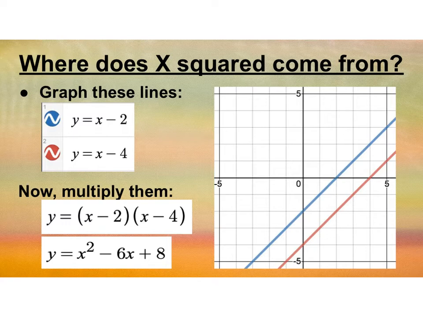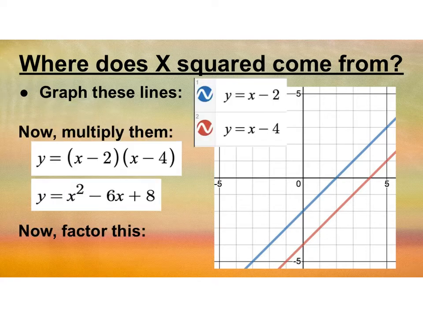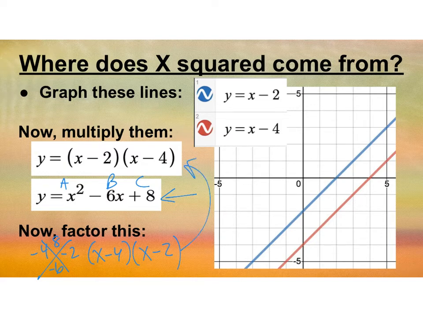There's our standard form, x squared minus 6x plus 8. If I gave you this equation, could you factor it? It's in standard form. We've talked about a, b, and c. We can use our little x puzzle. So what multiplies to 8 and adds to negative 6? Well, that's going to be negative 4 and negative 2. Because a is 1, I can go right to parentheses. And it's in a different order, but you can see that it's the same thing. So when we multiply, we get standard form. When we factor, we get factored form.